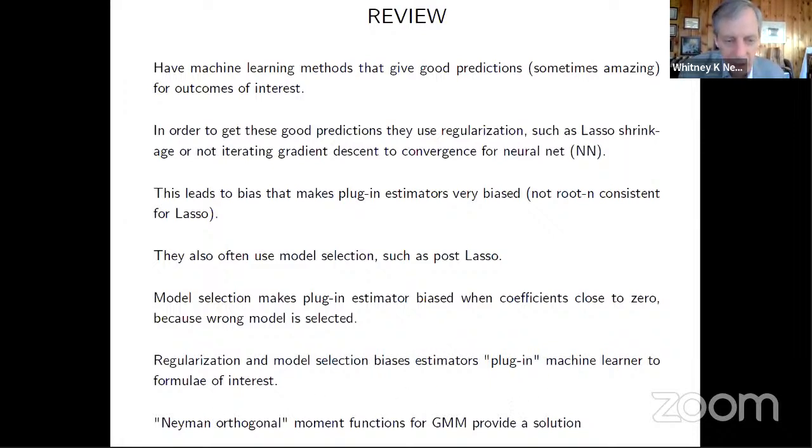So the solution to this is what we call Neyman orthogonal moment functions for GMM. What those are are moment functions specially designed so that the first step that you're using doesn't affect the moments, at least to first order. The machine learner you're plugging in doesn't affect the moments. So we're going to talk about those, what they look like, how to use them, how well they work. We'll give empirical examples in this talk and talk about these orthogonal moments and then how they eliminate the bias problem.